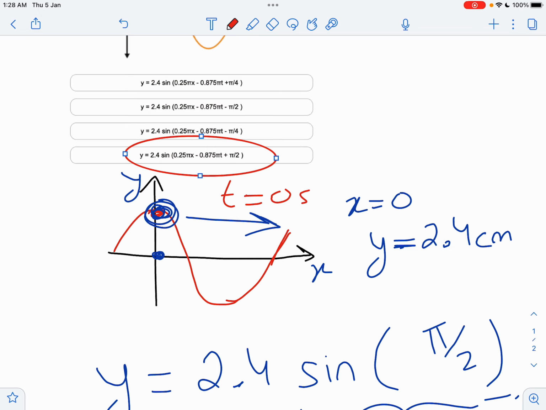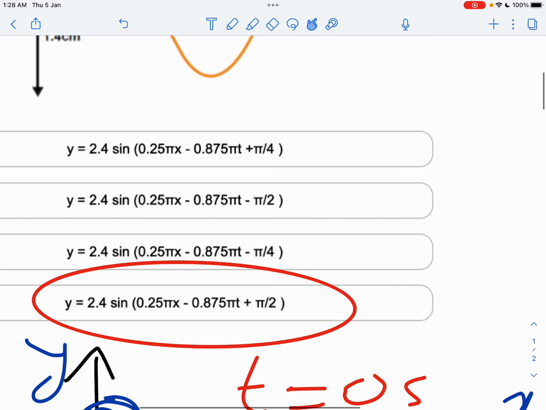If you choose any other option, let's say I chose, for example, the first one. At x equals 0, this cancels, so y will be 2.4 sine pi by 4. Sine pi by 4 is not 1. Sine pi by 4 is radical 2 over 2, so you multiply it by 2.4, you will not get 2.4.